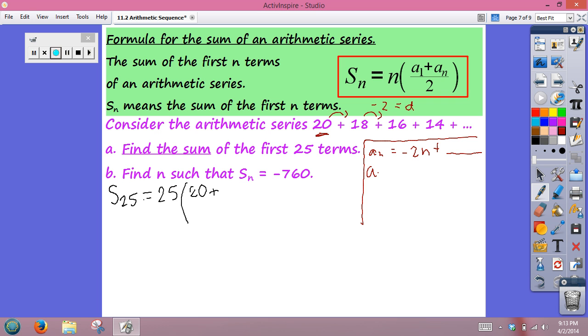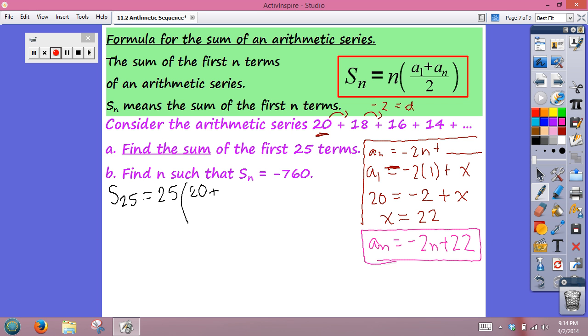So we have a1 equals, well, negative 2 times 1 plus x. We know that a1 equals 20, so we get 20 equals negative 2 plus x. So we get that our x equals 22. So our rule for a(n) is going to equal negative 2n plus 22.